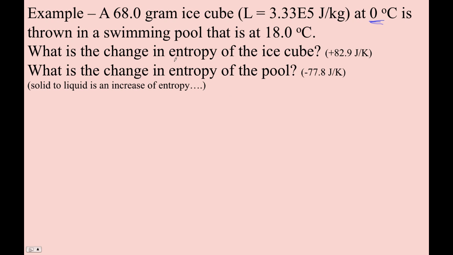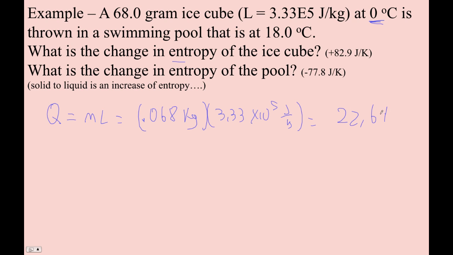So let's figure out the change in entropy of the ice cube, right? Okay, so the Q for the ice cube is mL, right, is 0.068 kilograms times 3.33, because this is a phase change, right, joules per kilogram. So 0.068 times 3.33E5. That's 22,644 joules.